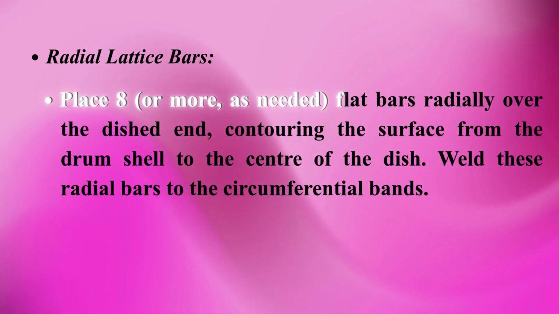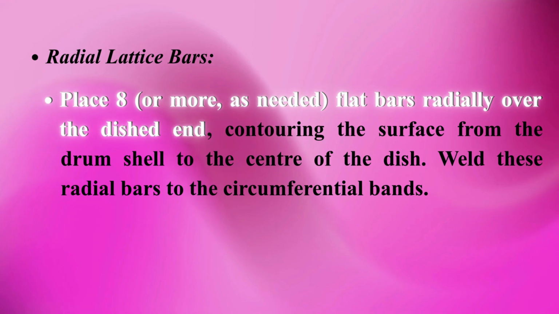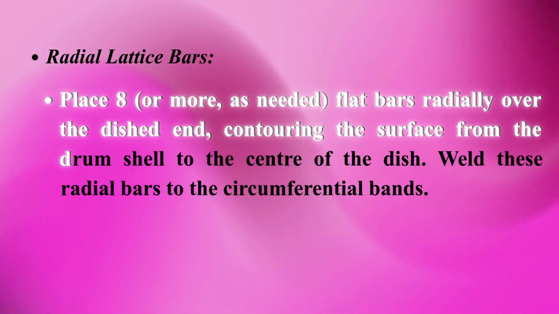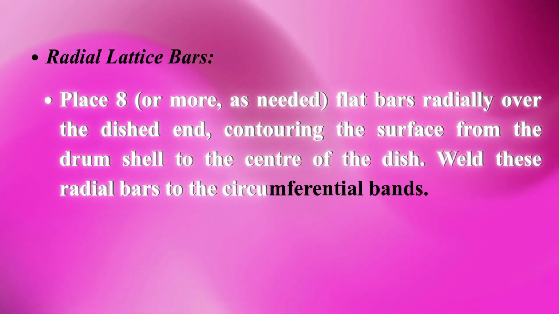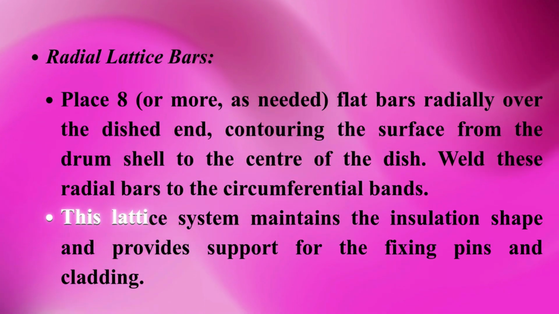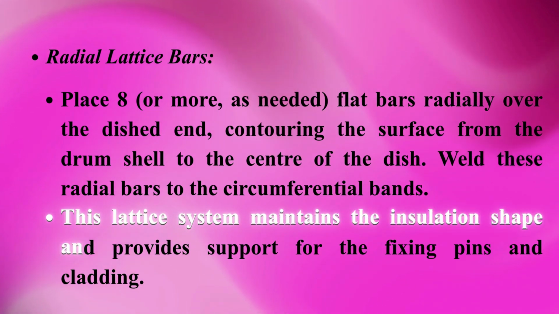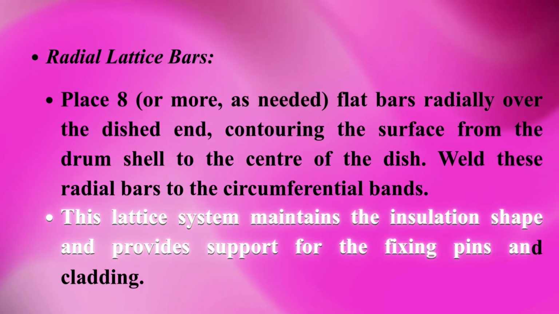Radial lattice bars. Place 8, or more, as needed, flat bars radially over the dished end, contouring the surface from the drum shell to the center of the dish. Weld these radial bars to the circumferential bands. This lattice system maintains the insulation shape and provides support for the fixing pins and cladding.